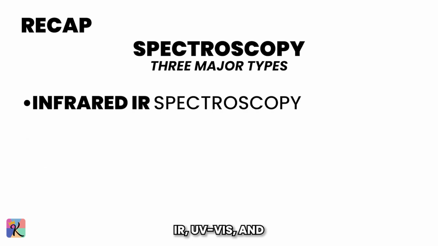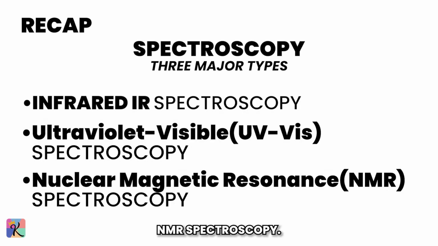Alright, so there you have it. We've covered the essentials of IR, UV-Vis, and NMR spectroscopy. These techniques are powerful tools for understanding molecular structures, and are widely used in both academic research and practical applications like medicine and environmental science. By mastering these principles, you're well on your way to becoming proficient in organic chemistry and spectroscopy.